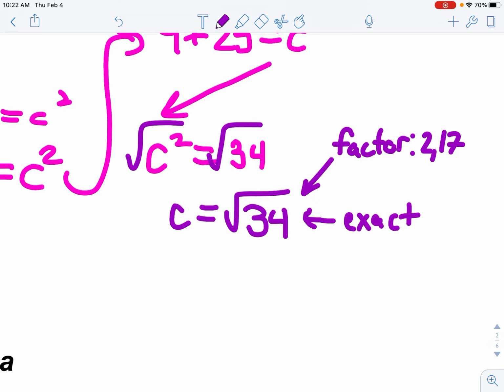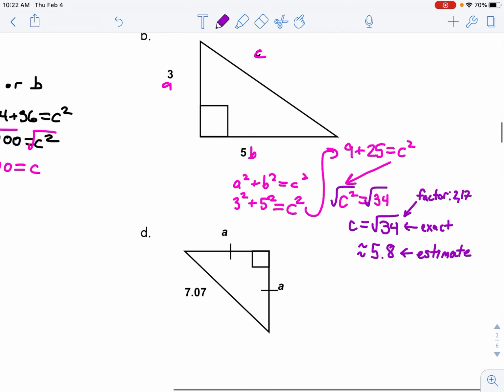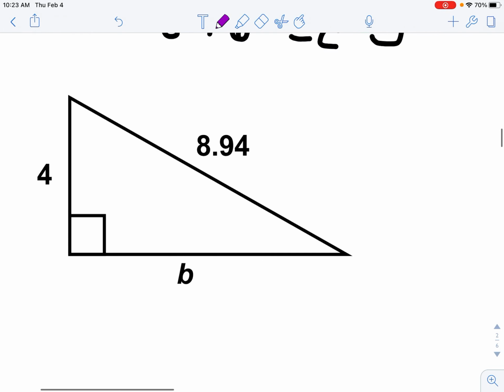All right. If you plug this into a calculator, again, my calculator runs out of screen. I get 5.830951895. Let's just round it to 5.8. This is an estimated or rounded answer. All right. C exactly equals the square root of 34, which is a number incredibly close to 5.8. All right. So we need to know the difference between exact and rounded answers. All right. Nonetheless, let's keep going.